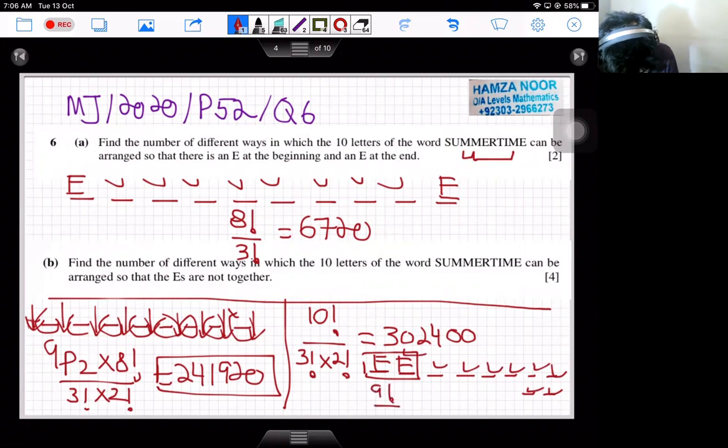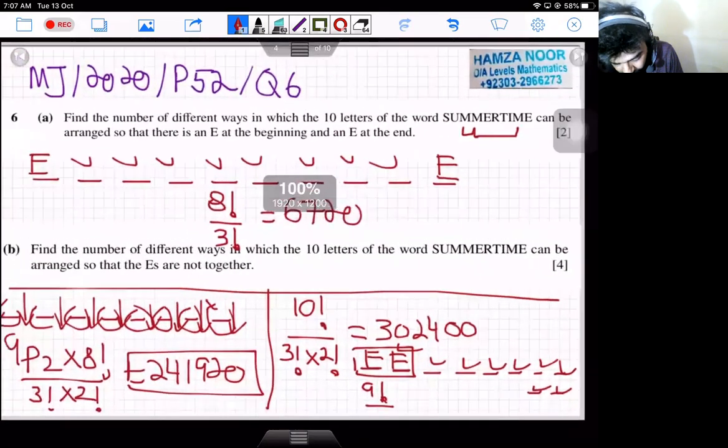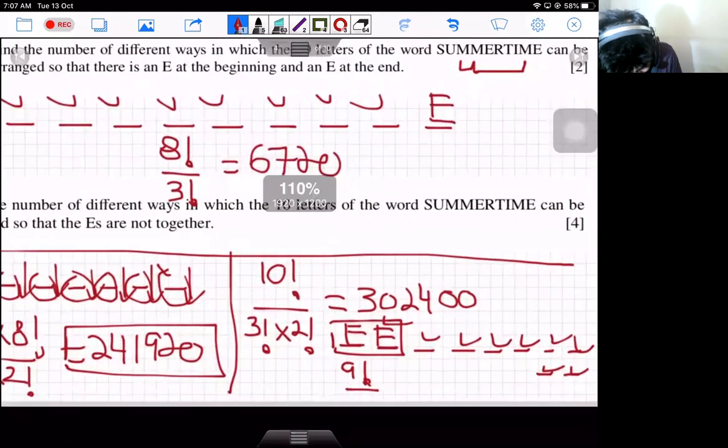I'm zooming in a bit, okay, in order to write clearly. 9 factorial. And how many m's are repeating? Yeah, 3 m's are repeating. 3 factorial in the denominator. All right. And what else?